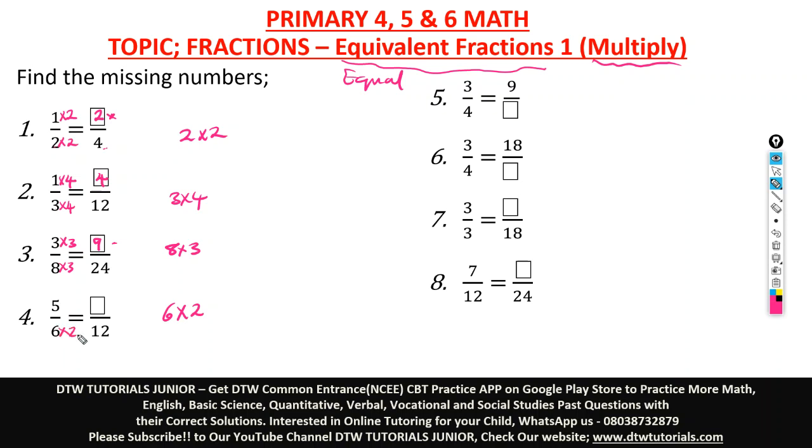So 6 times 2 gives you 12. Then whatever you do to your bottom number, you also do to your top number. So 5 times 2 gives you 10. Are you with me? Come to number 5.